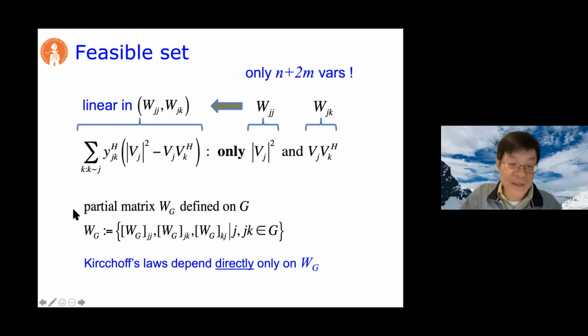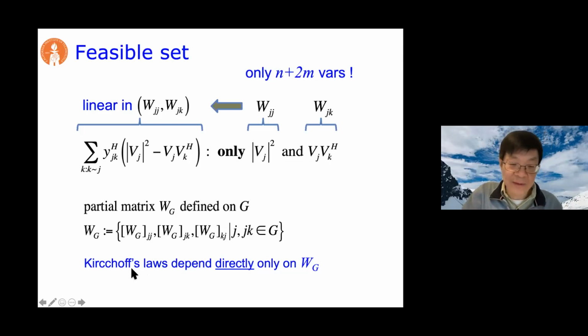So let's look at that. What is a partial matrix? A partial matrix Wg, which is defined on the graph G, is simply a set of complex numbers. We're going to interpret it as a matrix that's only partially specified, but really it is just a set of complex numbers defined with respect to a given graph G. These are the Wg,jj, which means for every node in G there's a complex number, and for every edge jk in G there are two complex numbers, Wg,jk and Wg,kj. So we call them partial matrices associated with graph G and denote this by Wg.